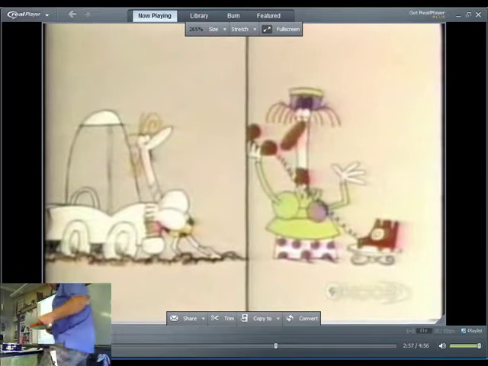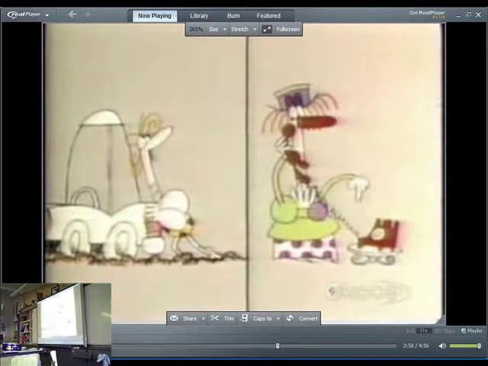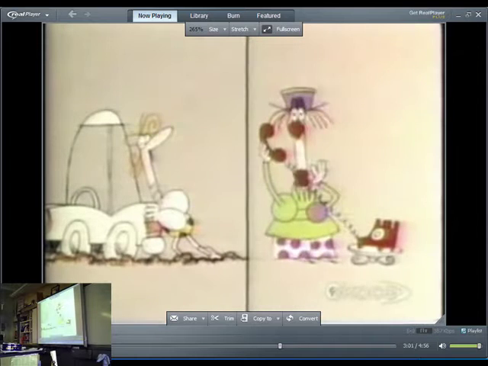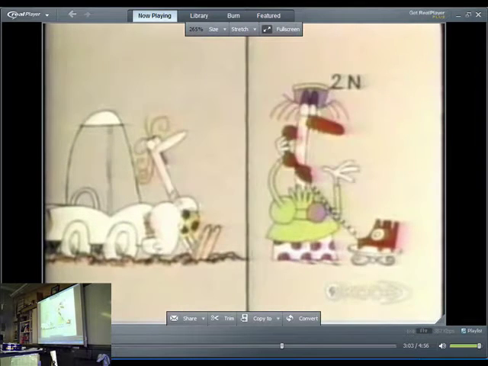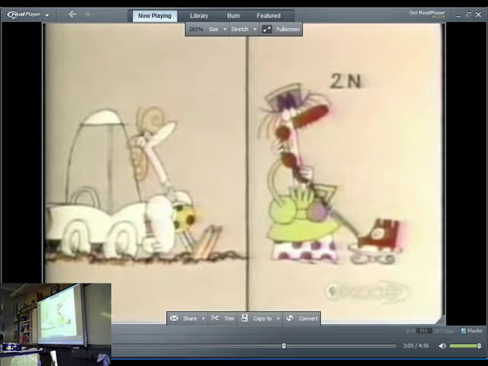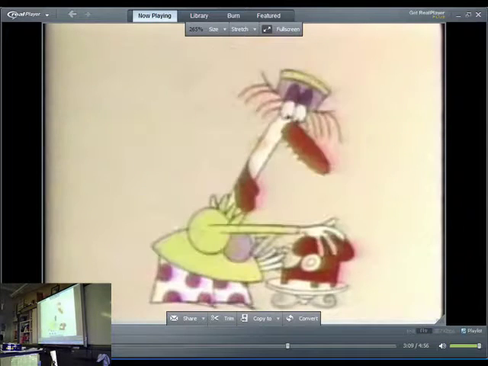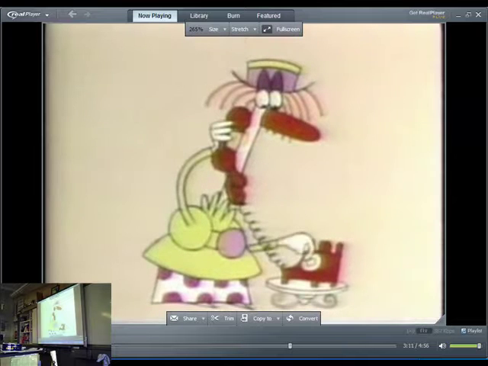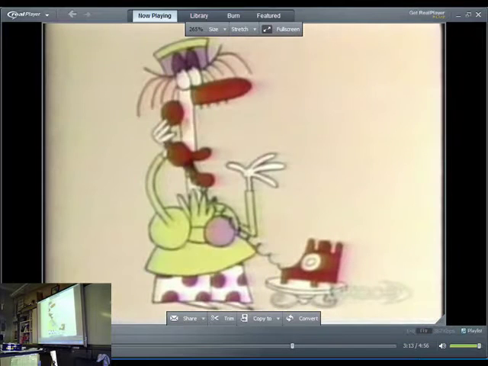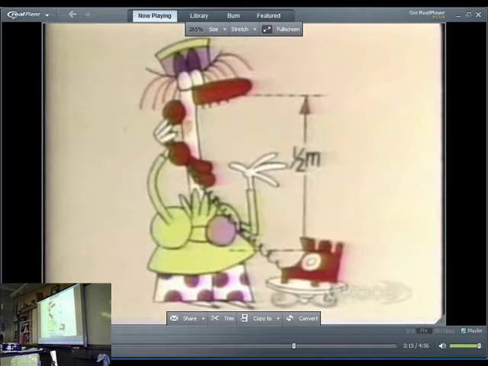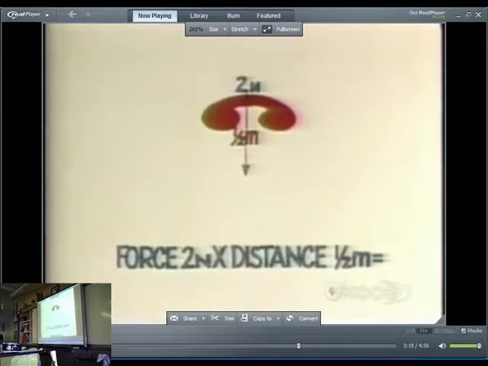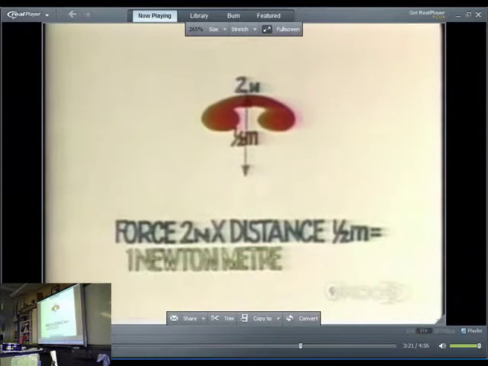The clown. Because work equals force times distance. And although the telephone receiver only weighs about 2 newtons, while the strong man's car weighs perhaps 15,000 newtons, when he lifts the telephone receiver, the clown is applying a force of 2 newtons through a distance of 50 centimeters, let's say, or half a meter. And therefore, he's doing 2 newtons times half a meter of work, which is 1 newton meter of work.